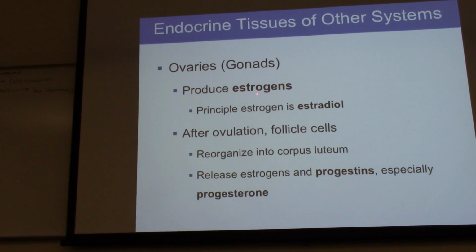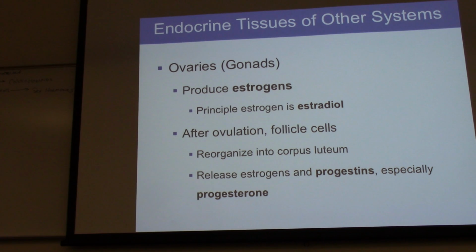Ovaries, same deal here. Estrogens, makes lots of estrogens, also makes progesterone. Progesterone is the other female hormone. Birth control pills, for those of you who might like to know what you're taking once in a while. Birth control pills are a combination of low doses of estrogens and low doses of progesterone.